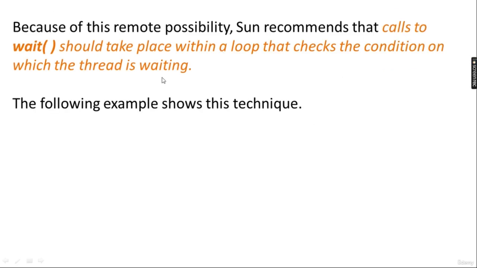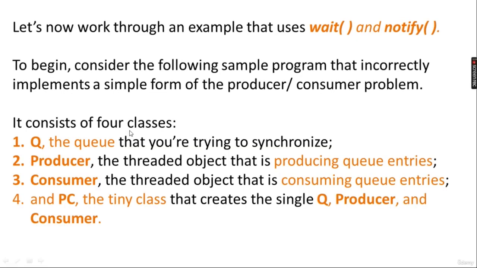Because of this remote possibility, Sun recommends that calls to wait should take place within a loop that checks the condition on which the thread is waiting. That is, wait should take place within a loop, any loop that you can use, that checks the condition on which the thread is waiting. So Sun recommends that wait should be periodically rechecked, to see whether it is sleeping or not. And if it is woken in between for some unexpected reason, it should take care of that problem. The following example will show this.